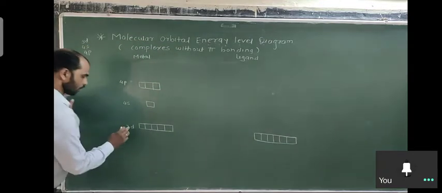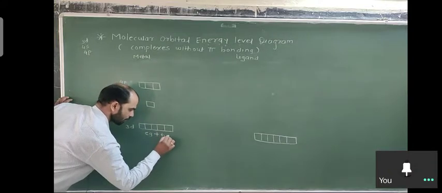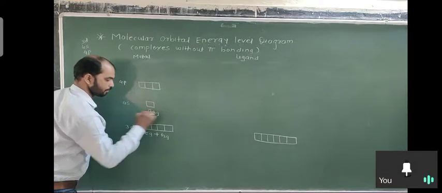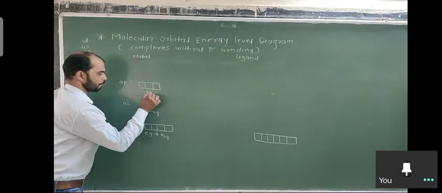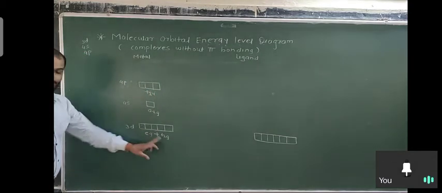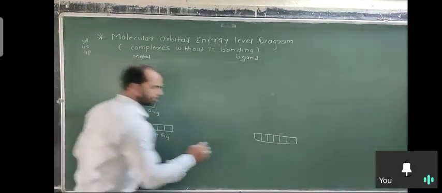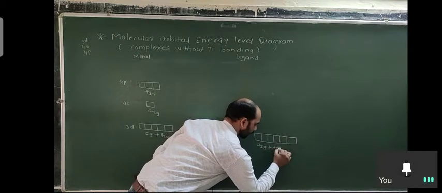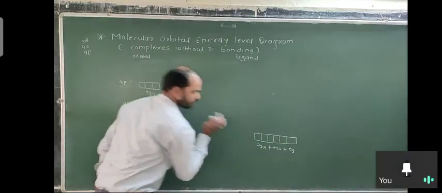The 3d orbitals have two term symbols, Eg plus T2G. What is the term symbol for 4s? It is A1G, because s has this symmetry symbol. For p, it is T1U. So Eg plus T2G for d, A1G for s, T1U for p. On the other side, the ligands contribute all three, the combination of A1G plus T1U plus Eg. So 1 plus 3 plus 2, a total of 6 orbitals.